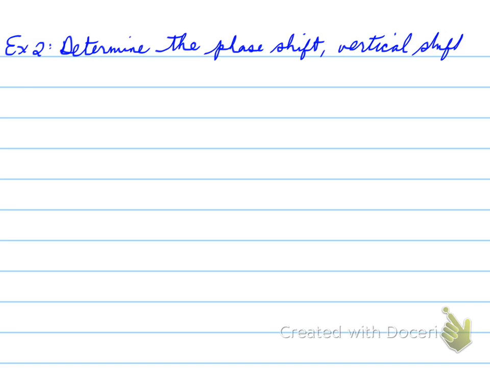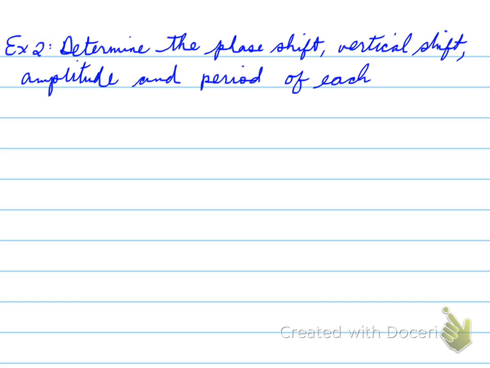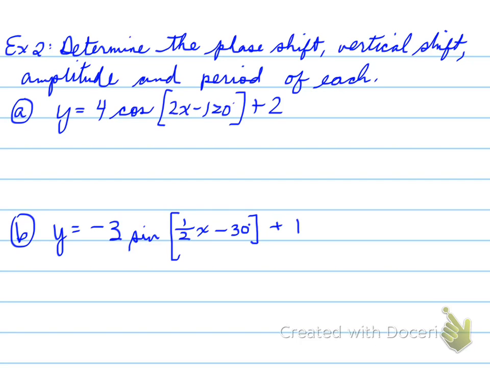Alright, next question. Example number 2. Determine the phase shift, vertical shift, amplitude, and period of each of the following. So we have these two equations here. What I want you to do is try and determine these values. Based on everything we have up until now, you should be able to determine the values. Stop the video now and try this. Okay, go ahead.